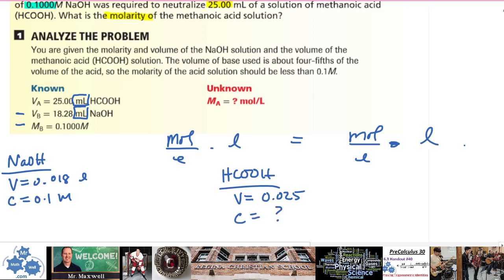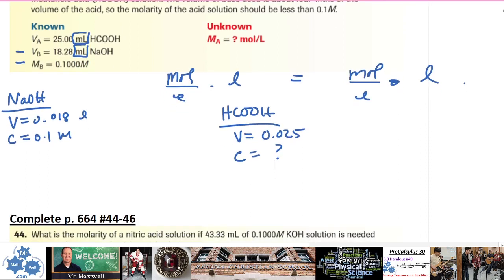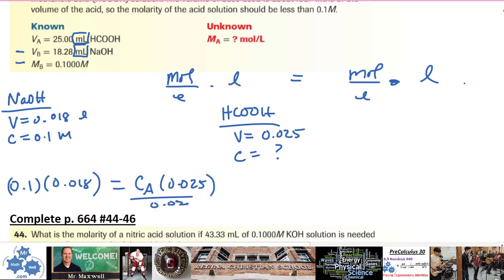So C1V1 equals C2V2. If we're trying to make the same number of moles, then we simply do this. 0.1 C1 times V1 equals C2, concentration of, let's make that the acid, Ca, V2, 0.025. So we divide both sides by 0.025, and we get the concentration of acid.